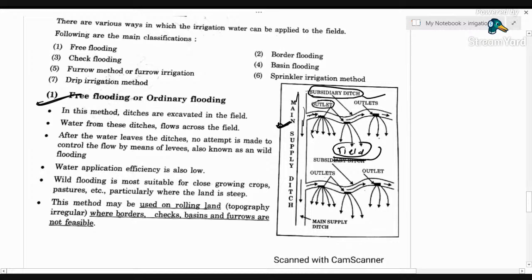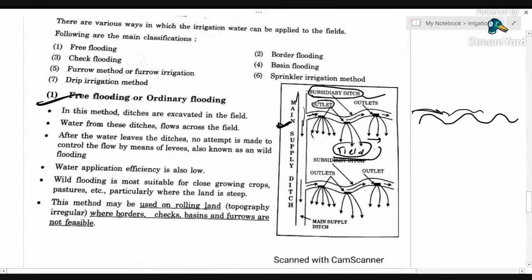Here, we are not leveling the ground either. So this is generally preferred in rolling land. We are not leveling the surface of the land, and the water is applied directly. There is no control of the water supply and no uniform distribution. The water is not distributed in the proper manner.